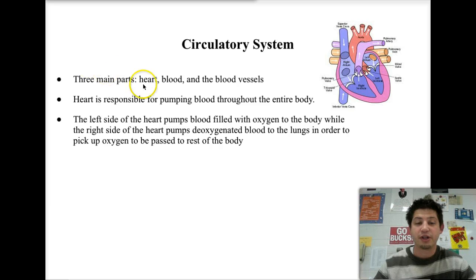You have 3 main parts. You have the heart, blood, and blood vessels. The heart's responsible for pumping blood throughout the entire body. It works 24 hours a day, 7 days a week.